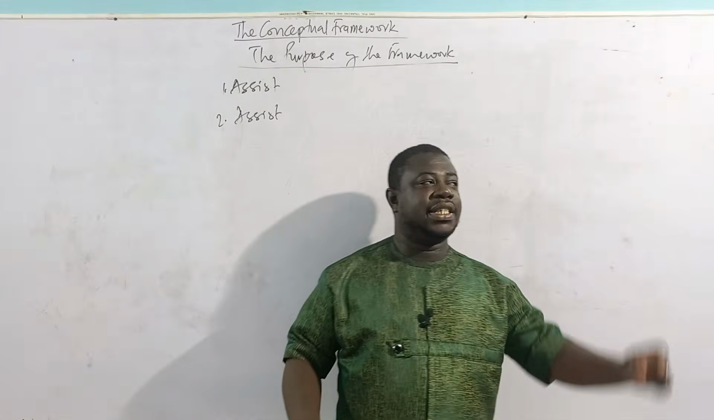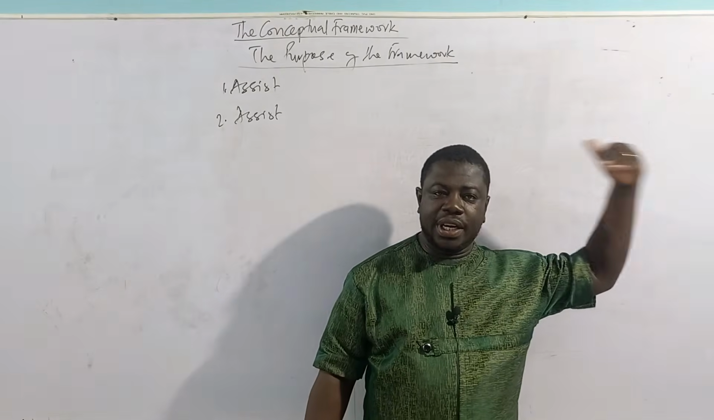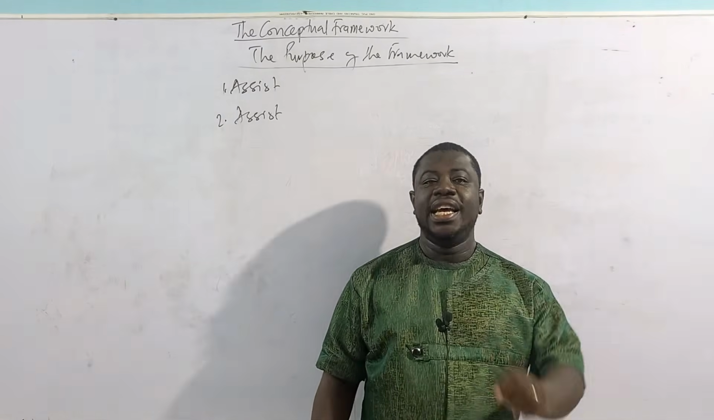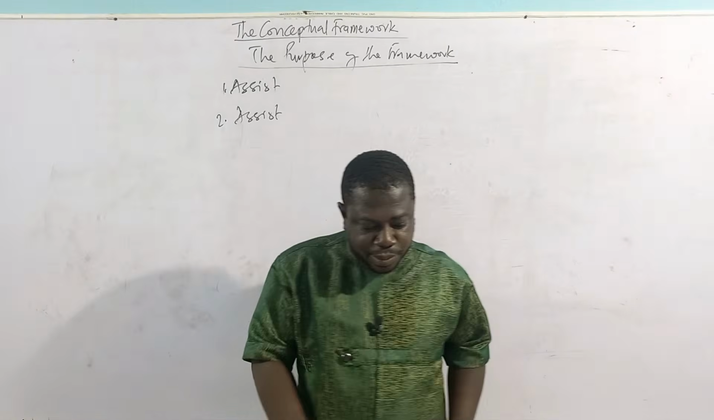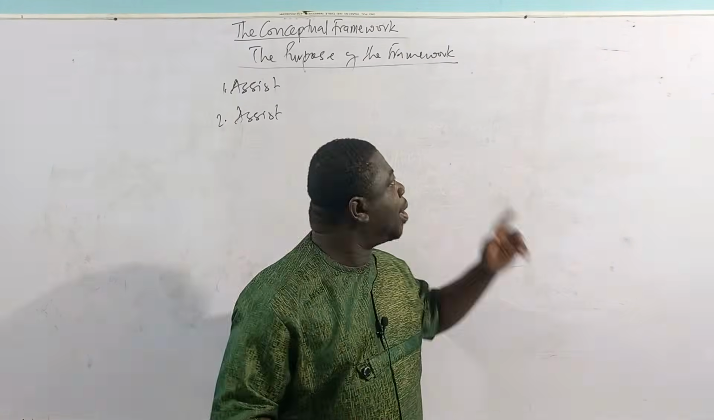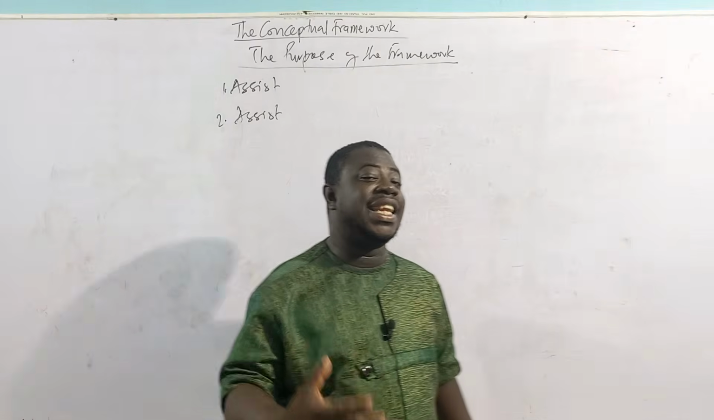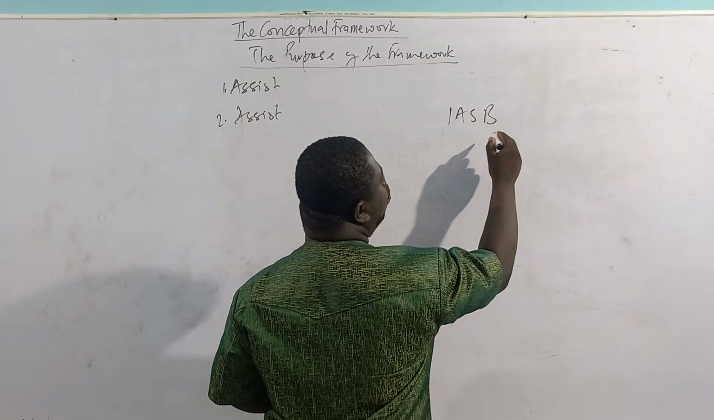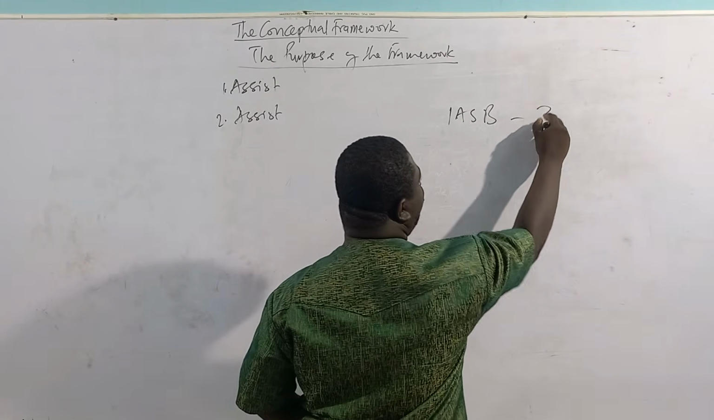Okay, so now it has assisted the board twice, it has assisted the national bodies, and it has assisted accountants twice. Now it's going to assist finally the users of financial statements. So look at the next point. Assist users of financial statements in interpreting the information contained in financial statements prepared in conformity with the international accounting standards. So that is the final point that I'm mentioning to you here under the purpose of the conceptual framework. It's going to assist now the users. So look at the levels. It dropped from assisting the IASB twice.